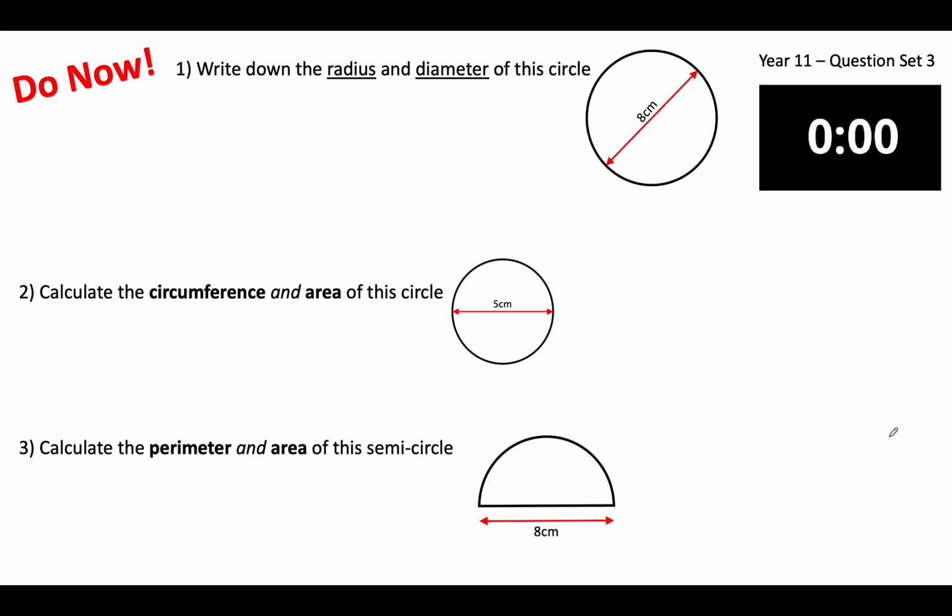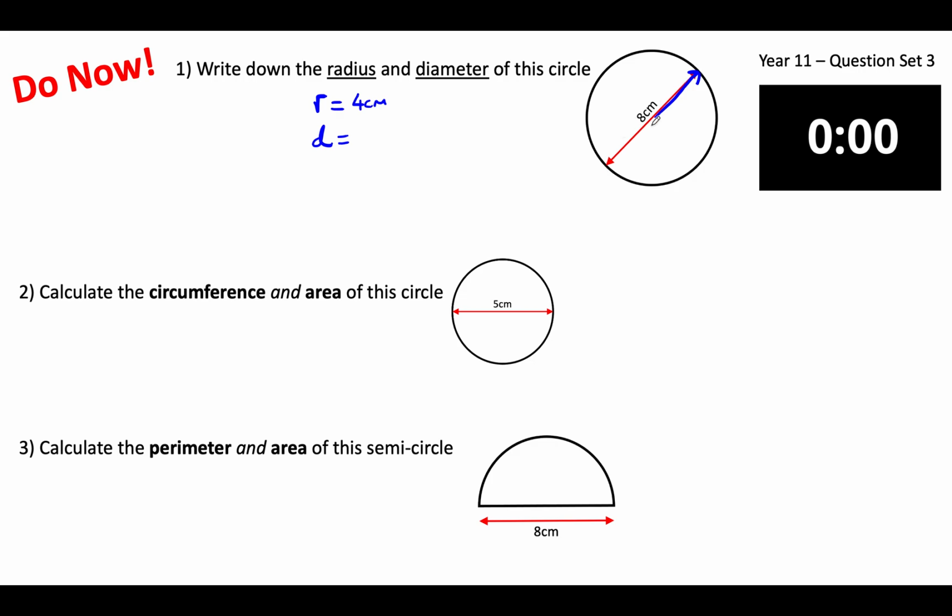Okay, time's up. Write down the radius and the diameter of this circle. So R equals and D equals. Right, the radius only goes half the way across. Goes from the center half the way across. Well, if it's 8 all the way across, the radius must be 4 half the way across.